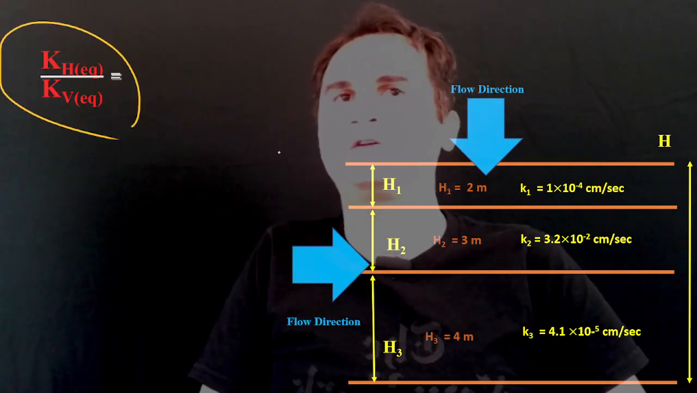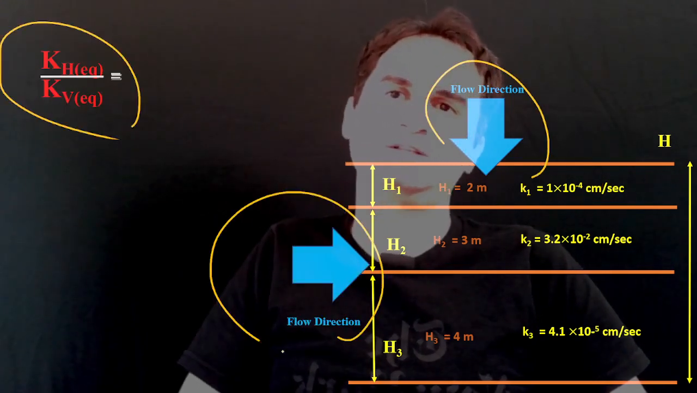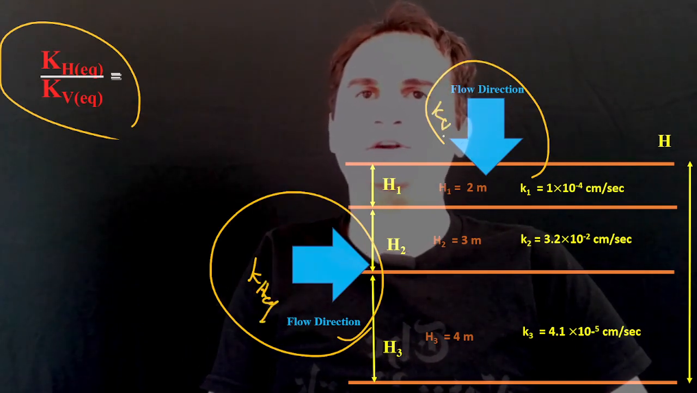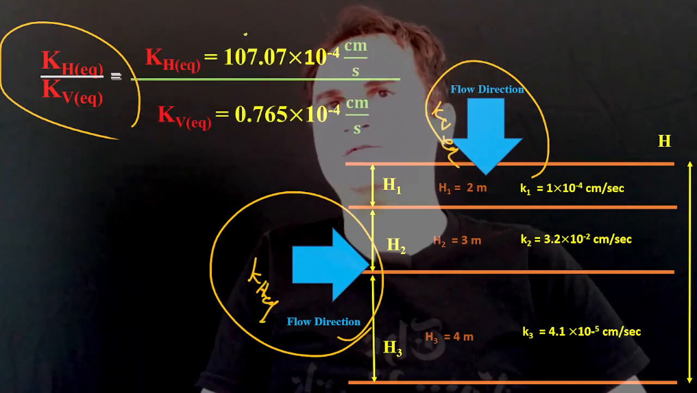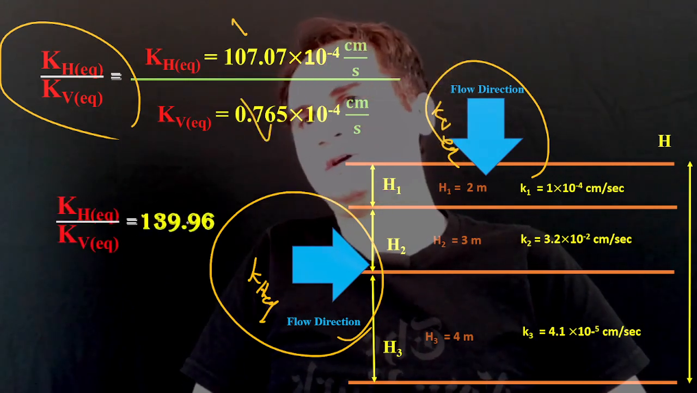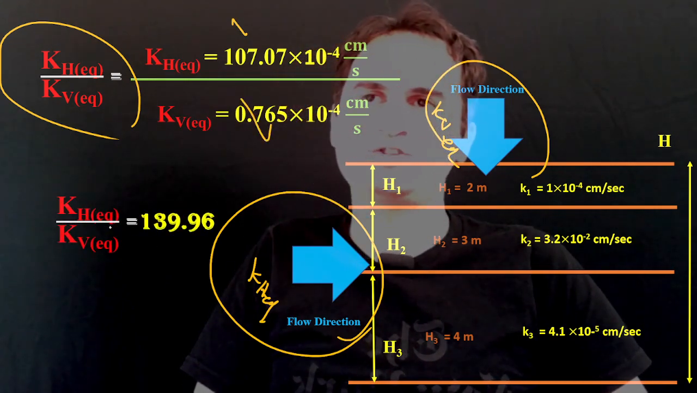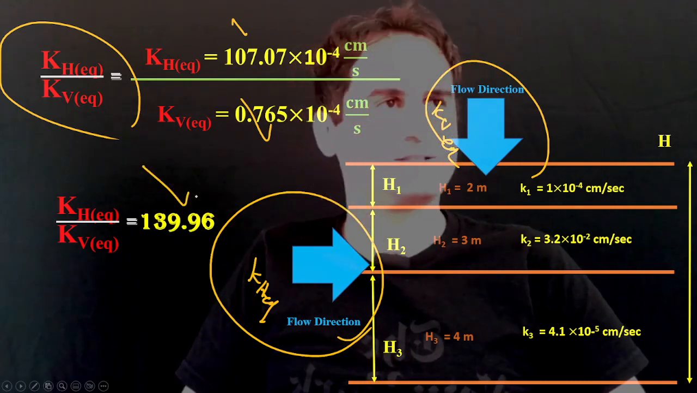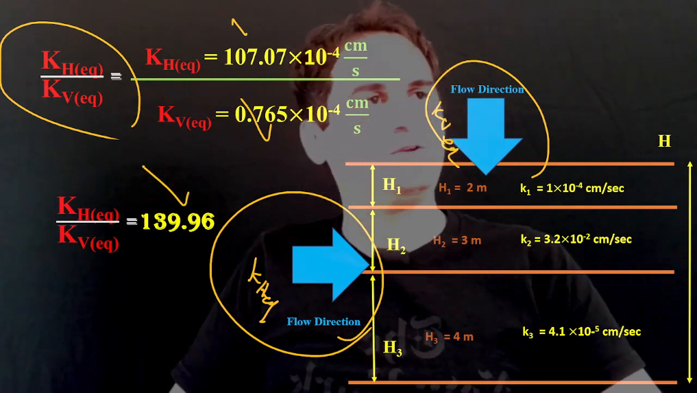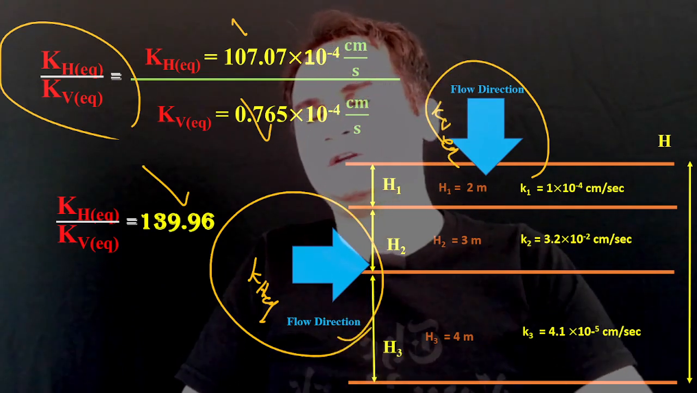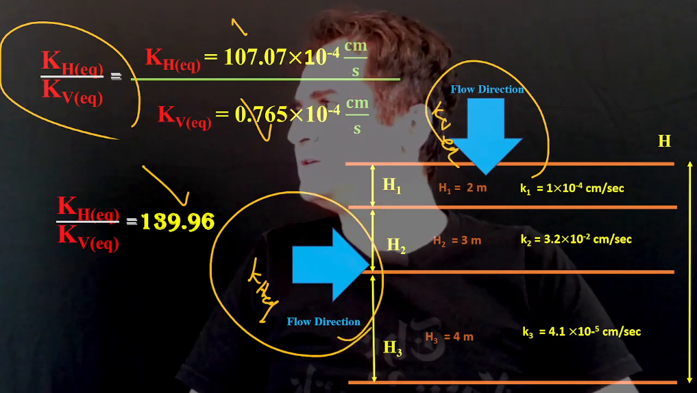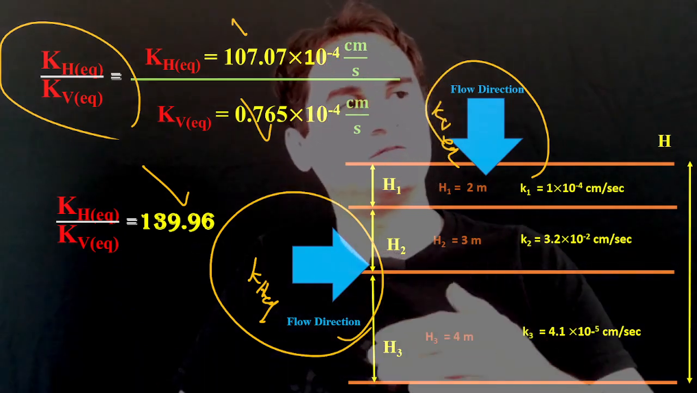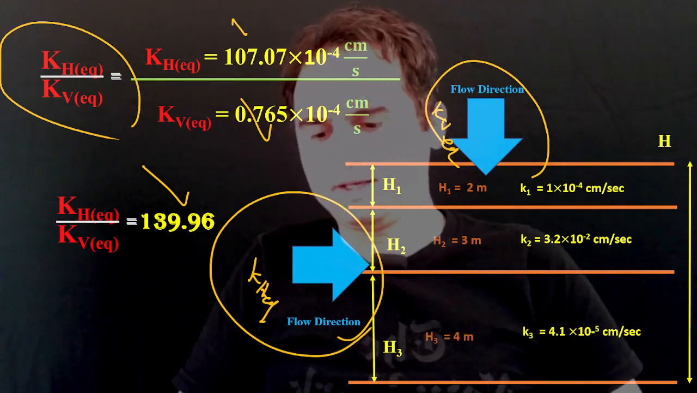And for the ratio of them, we want to know the KH equivalent to K vertical equivalent ratio. Just divide these two numbers, and we get KH over KV equal to 139.96.